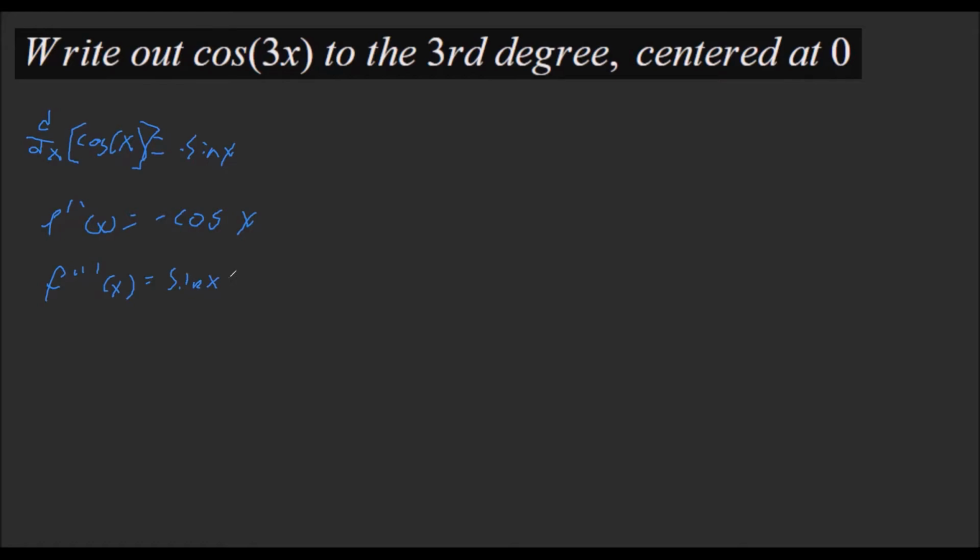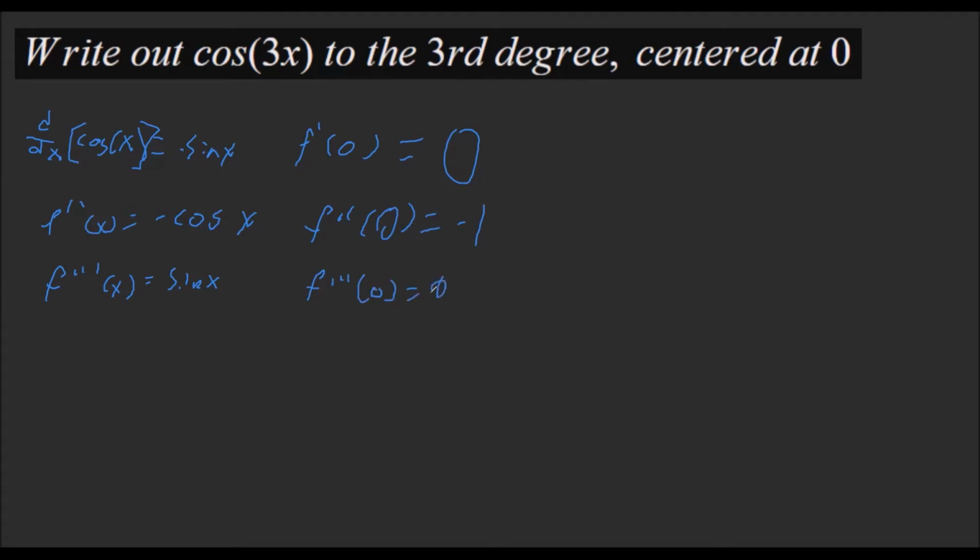Now, as I said, we're going to have to find it centered at a, and in a Maclaurin series, the center is always 0. So we're going to have to find f prime of 0, f double prime of 0, f triple prime of 0, and your regular f of 0 as well. So f prime of x is negative sine x, and f prime of 0 is 0. F double prime of 0 is negative 1. F triple prime of 0 is 0.